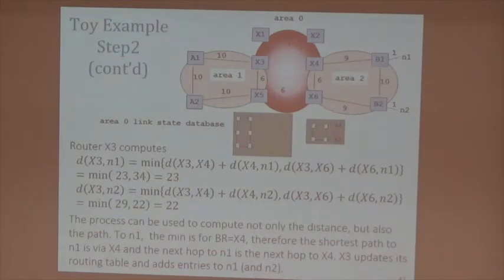Compared to what we saw before, X3 doesn't have any of the details of area 2. It knows nothing of area 2. It knows only the cost from X4 to N1. So it's a way to share the job. This cost is computed inside area 2. If there are changes inside area 2, we need to recompute those costs. But the complete Dijkstra computation is split, if you want, into smaller computations.